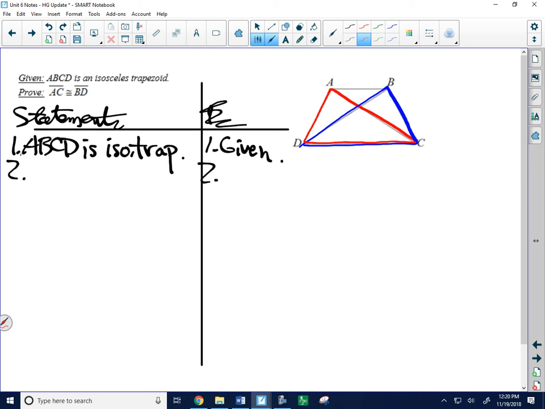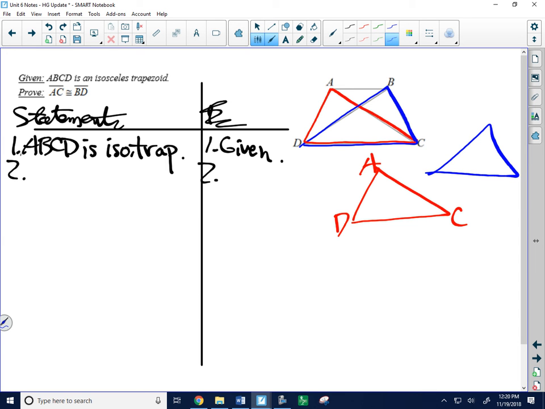As I normally do, I'm going to redraw it here. If you would rather, you don't have to. It's just overlapping triangles. If you'd like to redraw them, it can sometimes help. So I'll show it on this diagram, and I'll show it on the separate triangles. Okay, first thing I'm going to do is just a definition. We have an isotrap, an isosceles trapezoid.